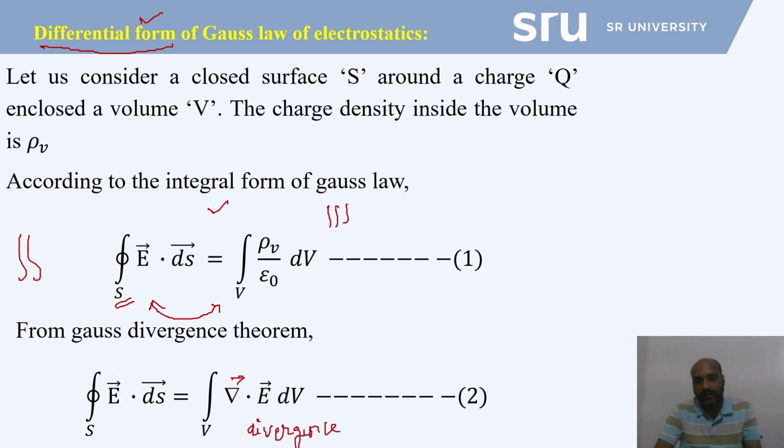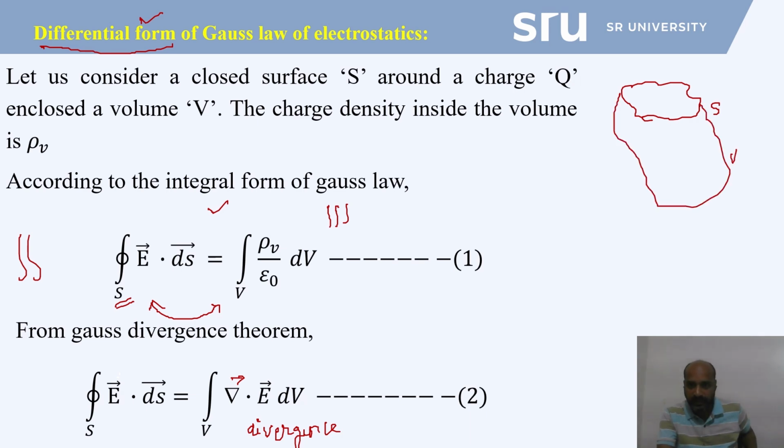Divergence of electric field. What does it mean by that? We'll try to give the physical interpretation for this. So let me start from the beginning. Let this be a closed surface. What does it mean? This surface is enclosing some volume, and this surface encloses some charge Q. Now this charge is producing the electric field in all possible directions.